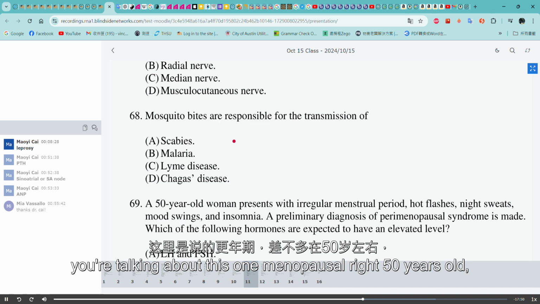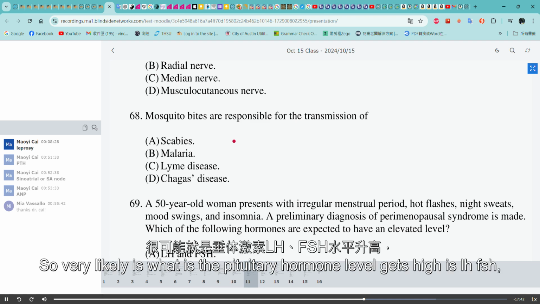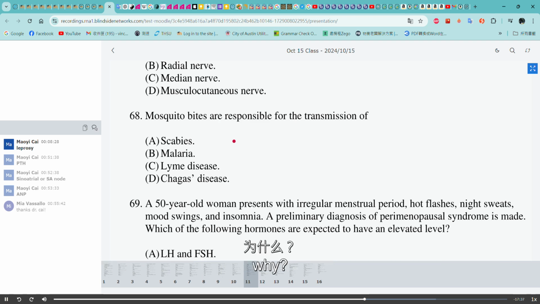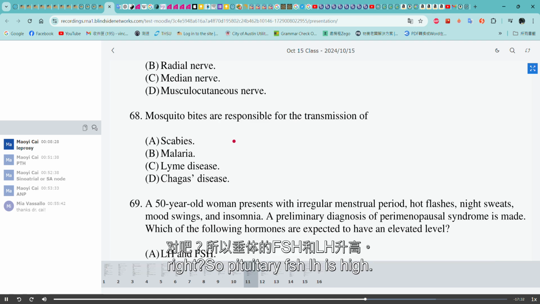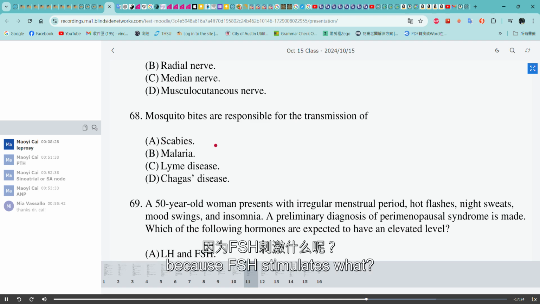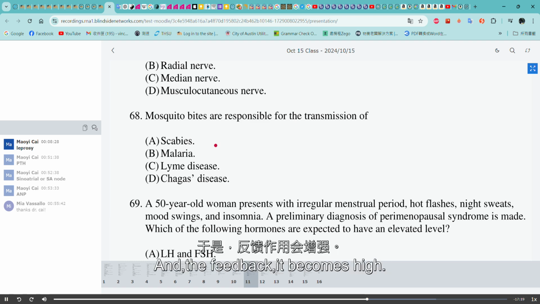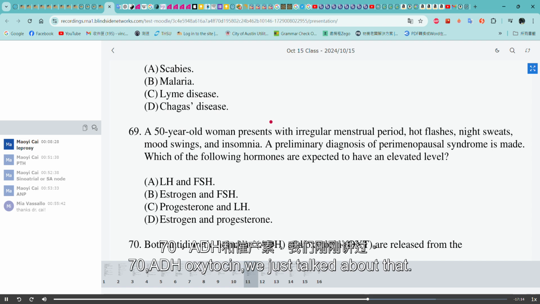69. You're talking about this one menopausal, right? 50 years old. And then symptoms, and then when you test it, you find out what level is high. So very likely is the pituitary hormone level is high. Is LH, FSH. Why? Because estrogen, progesterone level is low and negative feedback, right? So pituitary, FSH, LH is high. But if just separate it, mostly is FSH actually. Because FSH stimulates the estrogen release. But when your estrogen is low, and the feedback, it becomes high. A for 69.